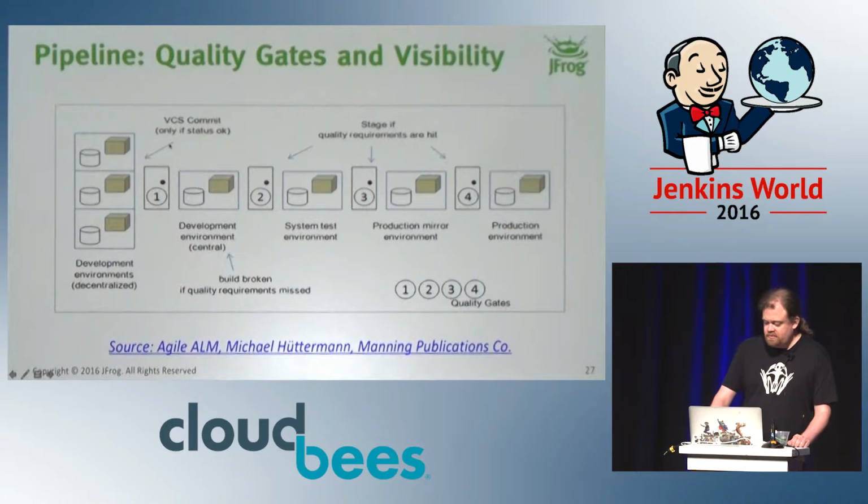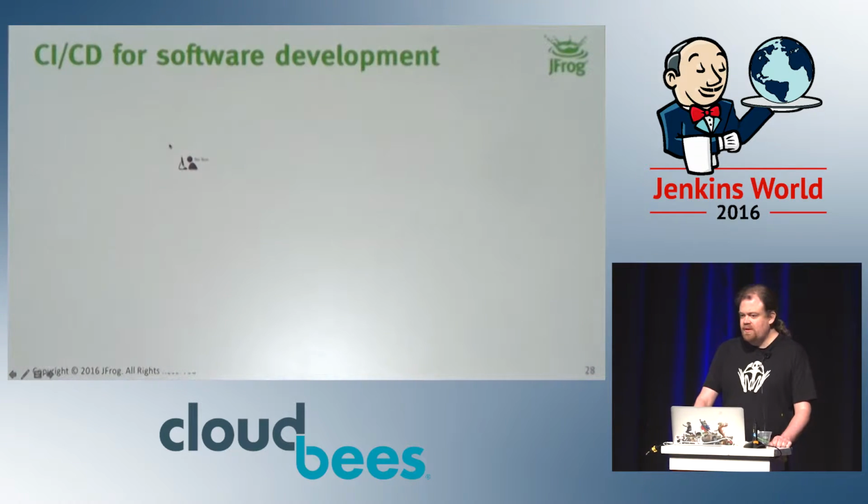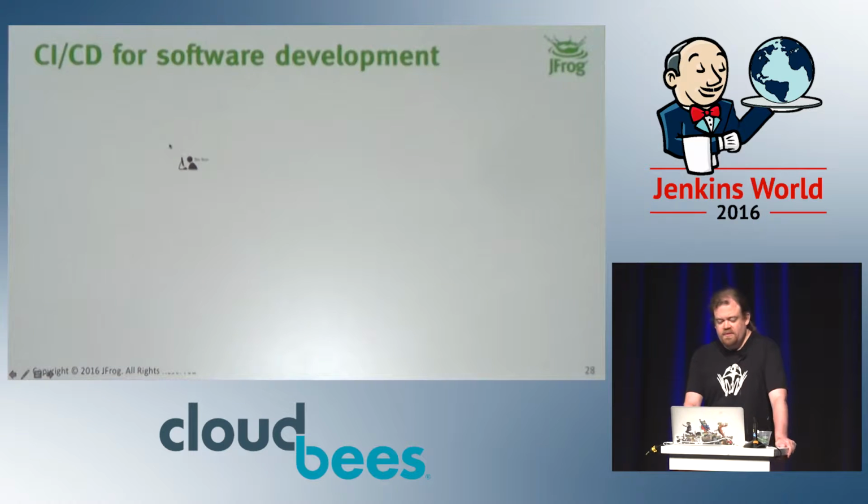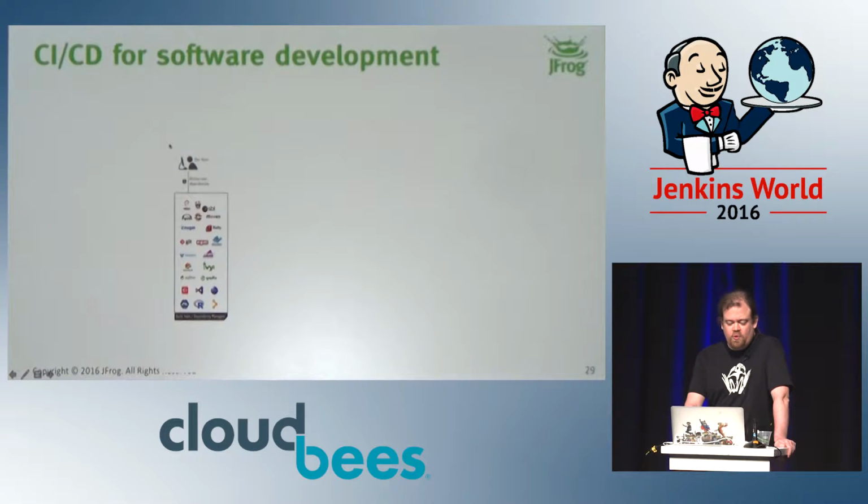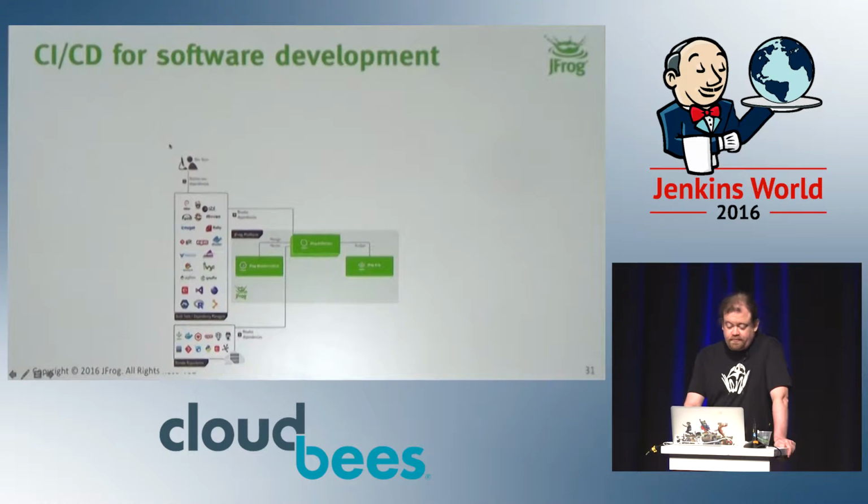And JFrog has been doing this as well. The developer writes with his build tool. From the desk, the build tool goes out to Artifactory. If Artifactory doesn't have the package, it can go out and get it.